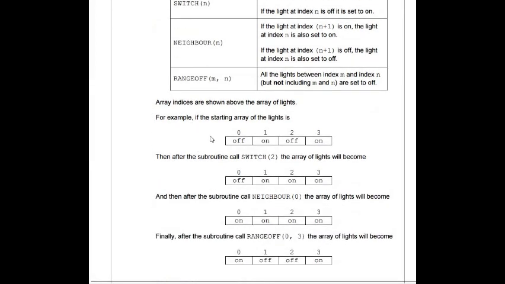So, for example, a string of array of lights is off, on. Then after the subroutine call switch 2, it's going to be off, on. After subroutine call neighbor 0, it's on. Range off is 0 to 3. Array of lights is going to be on, off, on.